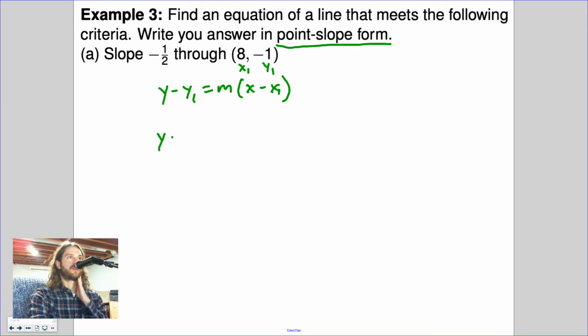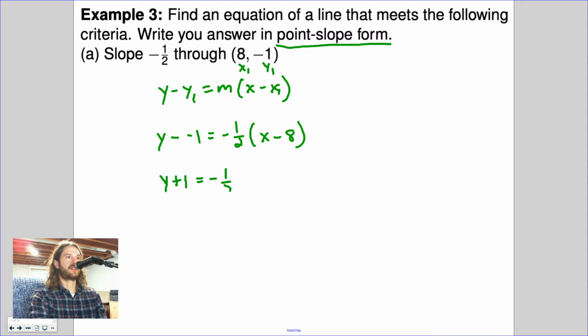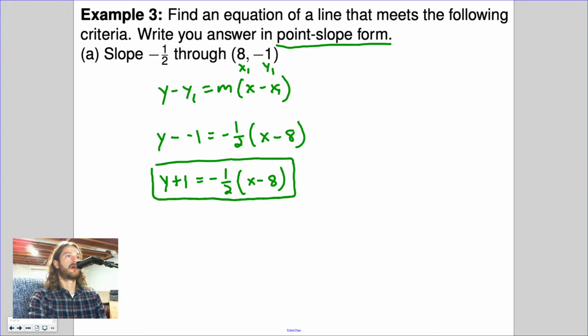Y minus y1 is y minus -1 equals -1/2 times x minus 8. We've got everything plugged in, but things can be simplified. We have this double negative, the opposite of -1 is +1. And since the directions did not ask us to write it in slope-intercept form, at this point we are finished. This is my final answer in point slope form.